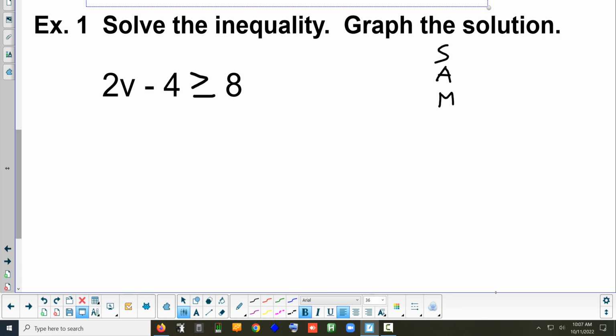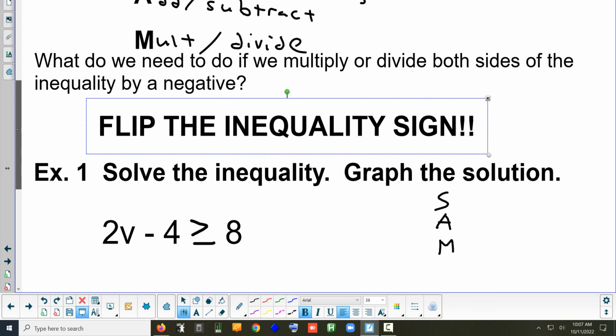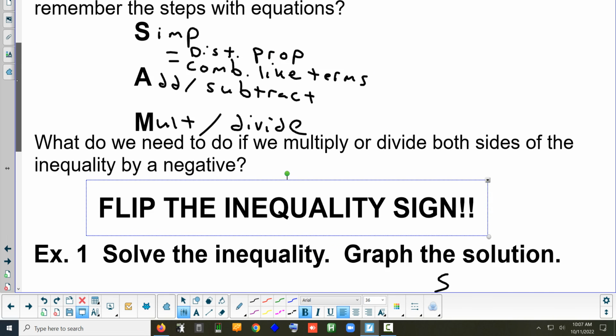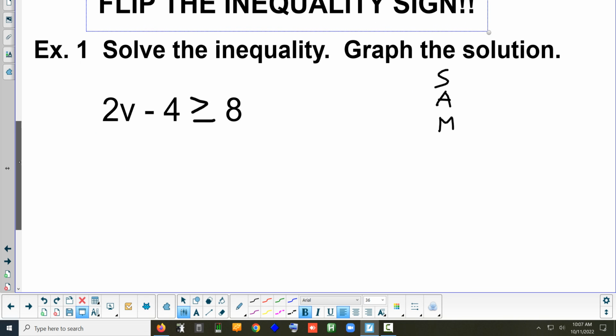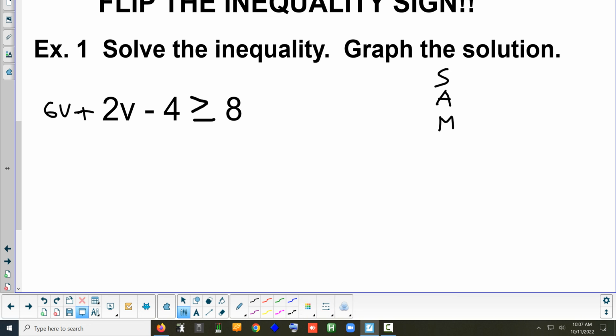Natalie, starting with S, is there anything we have to do to simplify this first? No, there's nothing in the simplify step. Simplify would either be distributive property, but there's no parentheses, or combining like terms. If I had something like 6v plus 2v, then I would say, yes, we have like terms we need to combine first. But we don't have anything like that. So we're going to go right to adding or subtracting.